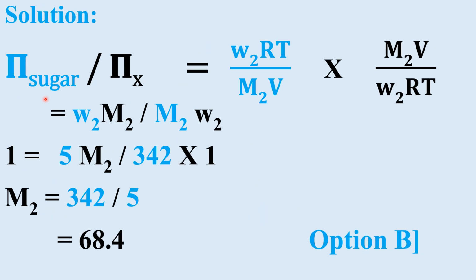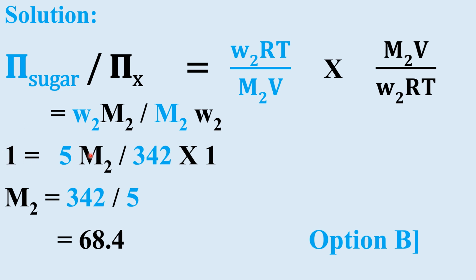Let us take the ratio of osmotic pressures of sugar and X. Thus we will get the formula: osmotic pressure of sugar divided by osmotic pressure of X is equal to W2RT divided by M2V of sugar, into M2V divided by W2RT of X. Since RT and V are the same, they cancel, so we are left with W2M2 divided by M2W2. Since the solutions are isotonic, they have the same osmotic pressure, so the ratio will be 1.